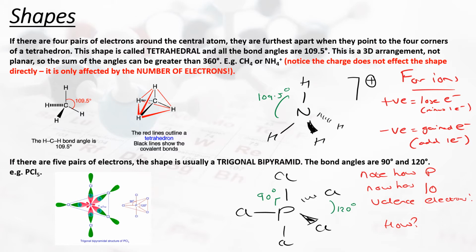Now notice that the charge doesn't affect the shape directly. It can still be tetrahedral even though it's an ion rather than a molecule. The only thing that is affected by the charge is the number of electrons. And of course, the important thing is to always count the number of electrons.